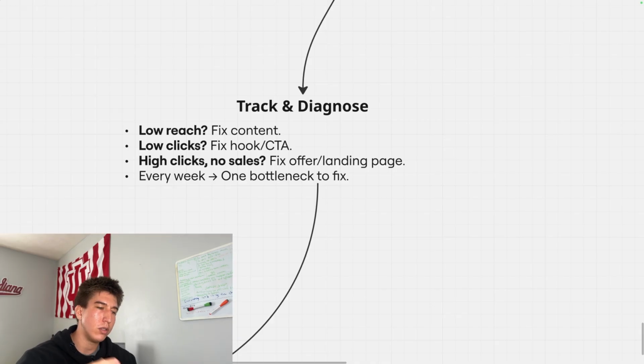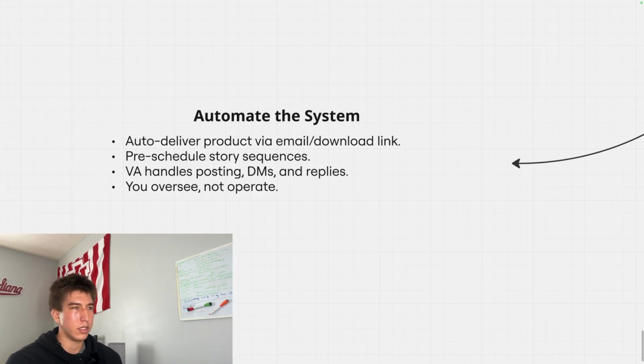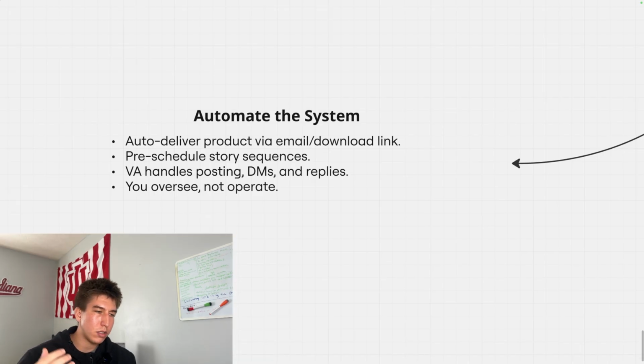And if you continue to do this to where you're getting tons of reach, tons of clicks, tons of sales, automate the system. So once you've mastered all these things, and once you're getting sales and you're profitable, well, then you can auto deliver your product via email or download link, which should already be happening. If you're using something like Gumroad for your checkout page, it's already automated for you. You can start to pre-schedule your story sequences. So you can be like, okay, X days a week, I'm going to post the story that promotes my product.